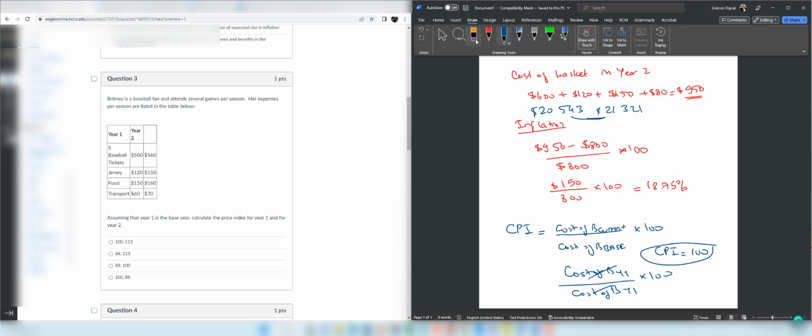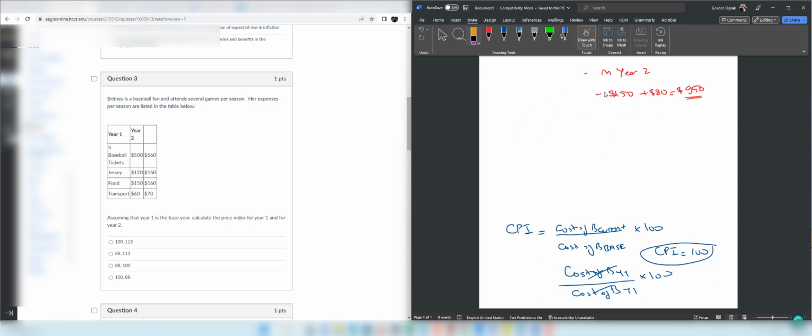Now let's calculate the CPI for the second year. This was the CPI for the first year. Since the first year is the same as the base year, we find CPI as 100. Now for CPI second year, we will apply the formula again. CPI year 2 is equal to the cost of basket in year 2 and the cost of basket in the base year, which is year 1.